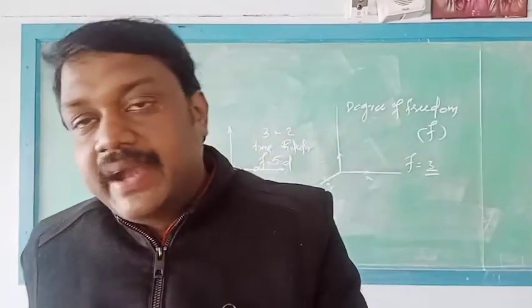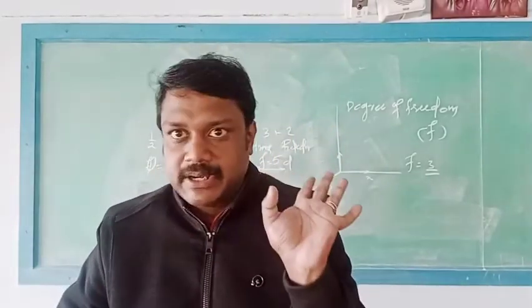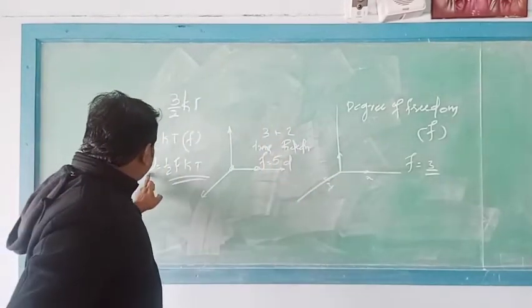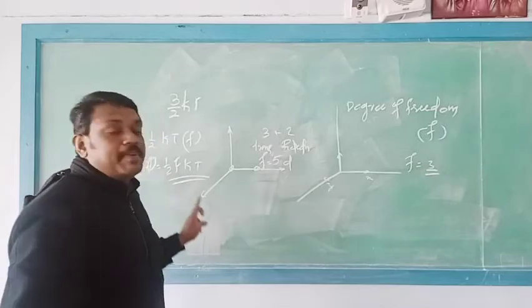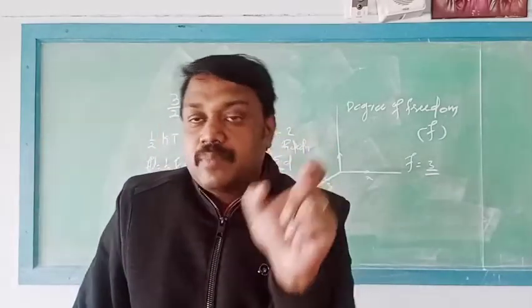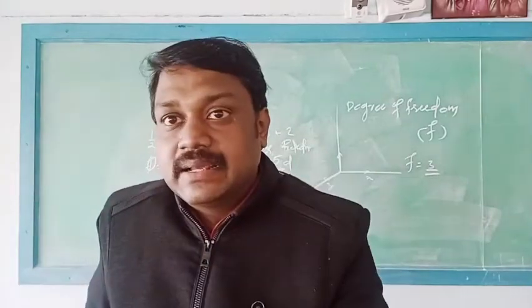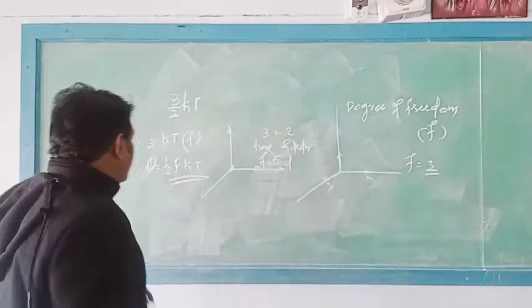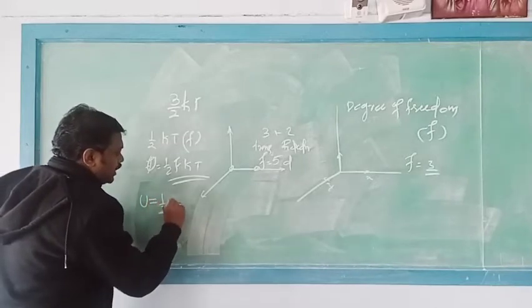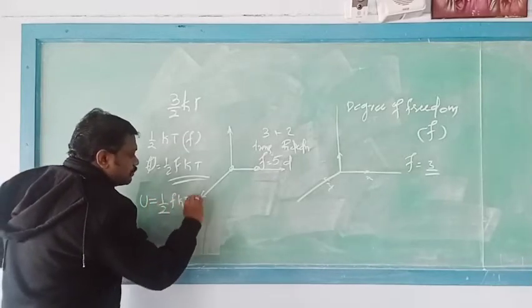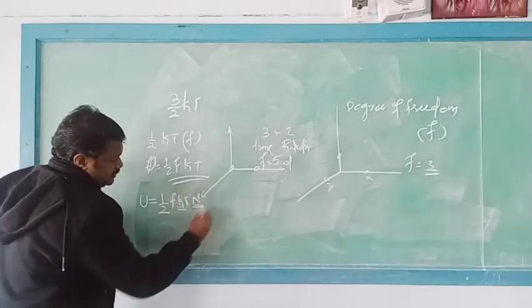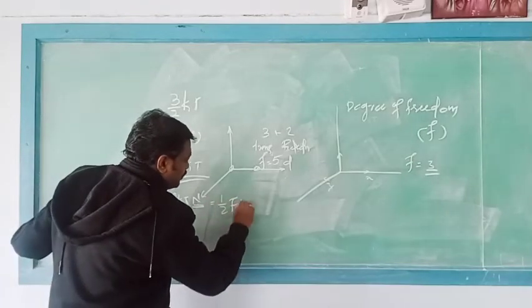That 1 by 2 FkT is for a single particle. Average total energy of a single particle is 1 by 2 FkT. But remember, if you consider 1 mole of gas, how many particles are there? N particles are there. So the total internal energy of the system will be 1 by 2 FkT multiplied by N, and k into N is equal to R. So that is 1 by 2 FRT.